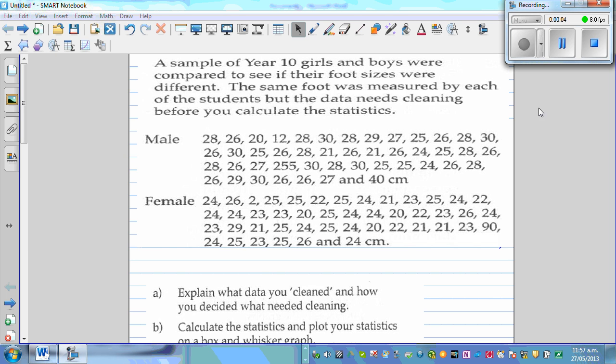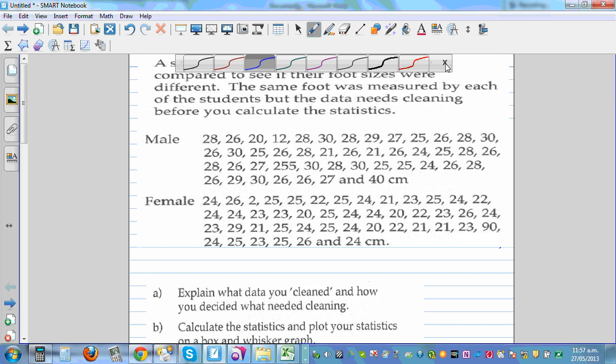The job of statisticians is to collect data and then, based on data, make some conclusions. So now this is the data about the foot size of year 10 boys and girls. A sample of year 10 boys and girls were compared to see if their foot sizes were different.